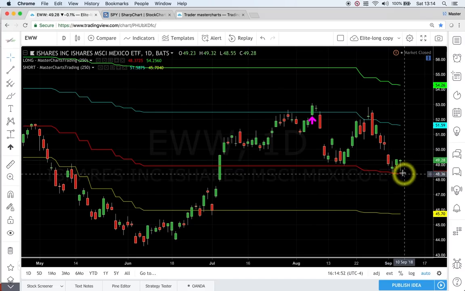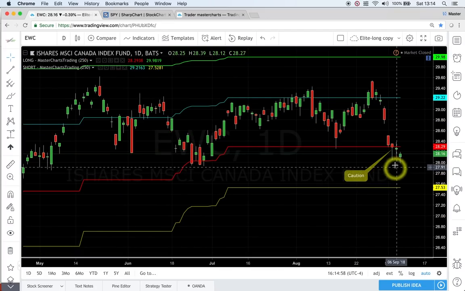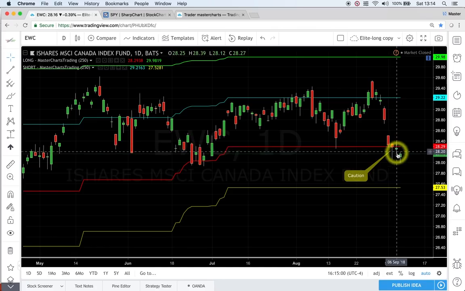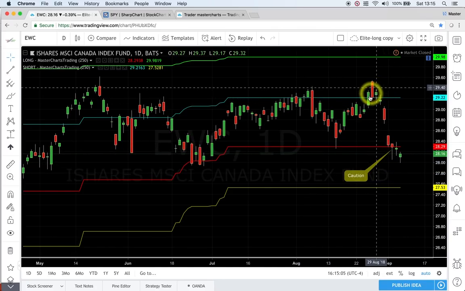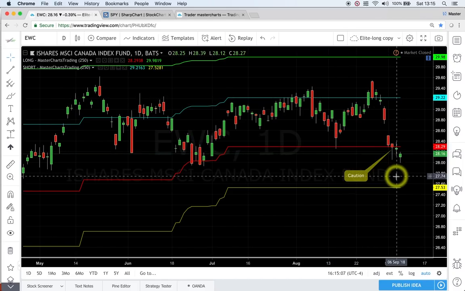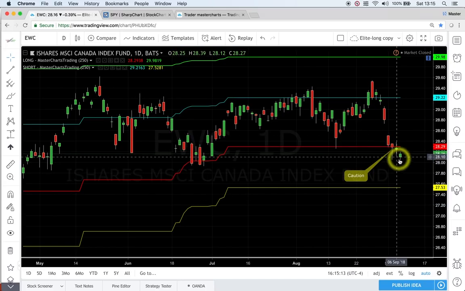But I would wait a little bit, honestly. And EWC Canada, you can see a break below the support resistance line here after an apparent attempt to go higher. So we will see again where this is going. I'm not a big fan of this chart right this instant.